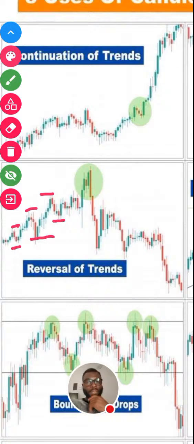So how do I identify that? Now, there are two things that happened here, and one of them is the confluence I teach in the masterclass, where you also use candlesticks to confirm this confluence.